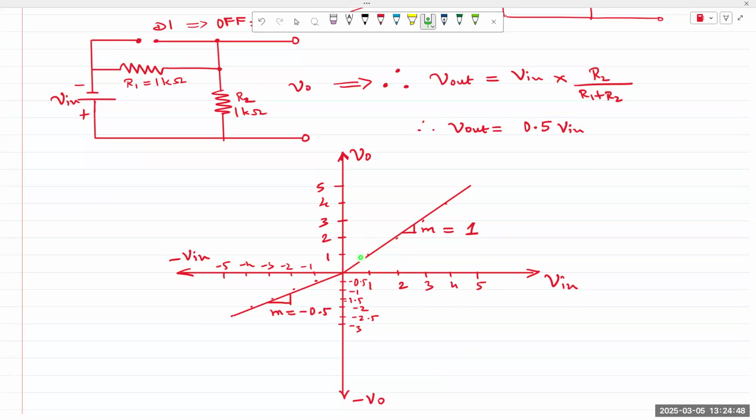And when V in goes negative, V out is half of V in. So -1, -2, -3, -5 results in -0.5, -1 to -2.5. The slope is -0.5. Let's take a pause. Let me know if you have any questions.